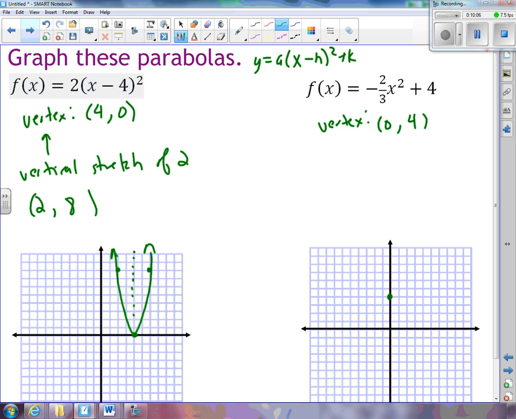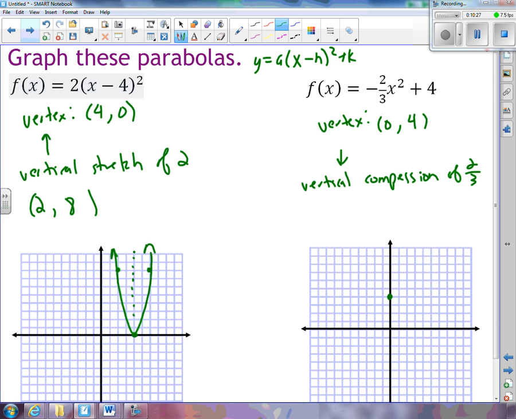Let's look at the direction here. Because this A is negative, my parabola will be facing downward. And because it's multiplied by 2/3, I have a vertical compression, because it's a fraction that's less than 1, of 2/3. Meaning that my parabola is going to be wider than usual.